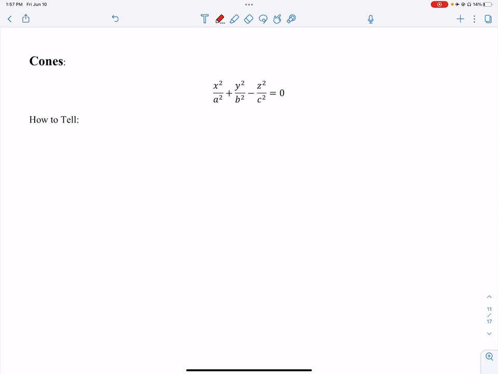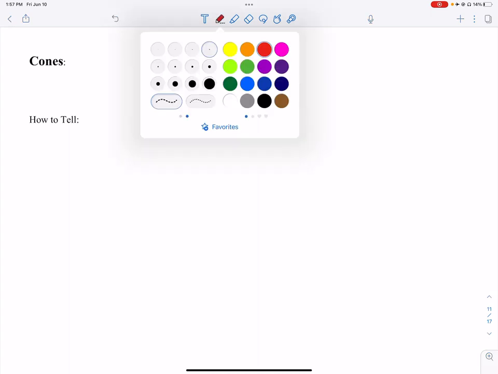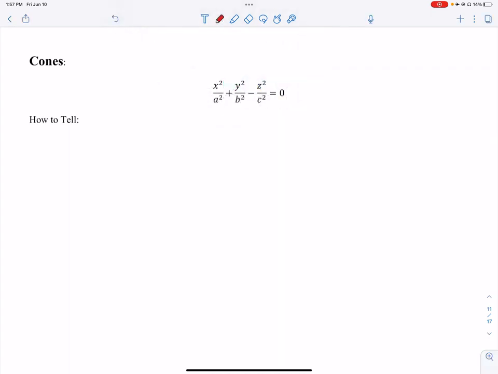In this video, we continue our discussion of surfaces in three dimensions. In this one, we're going to talk about cones. All right, so cones have this expression, this form. How to tell it's a cone?